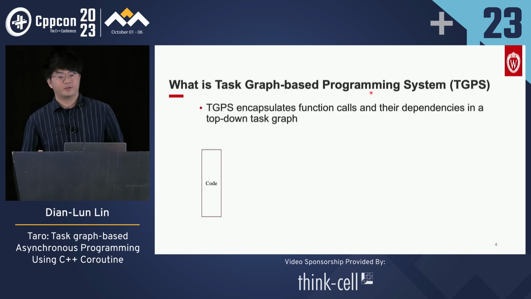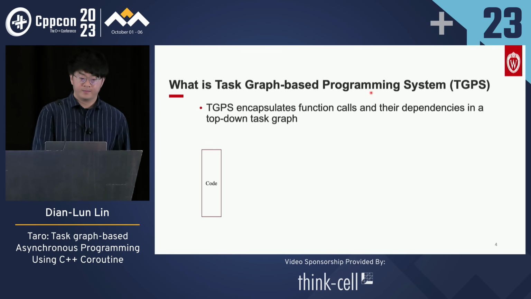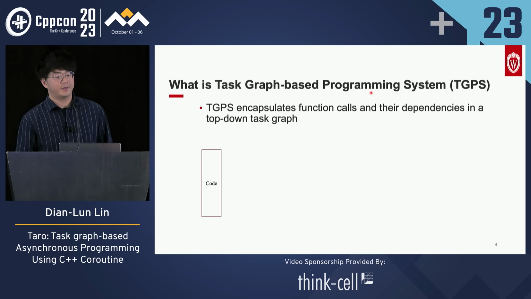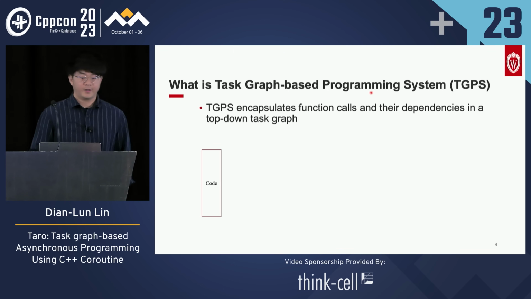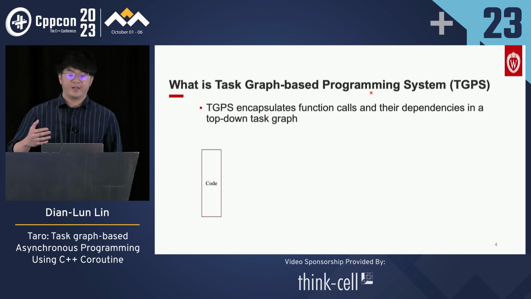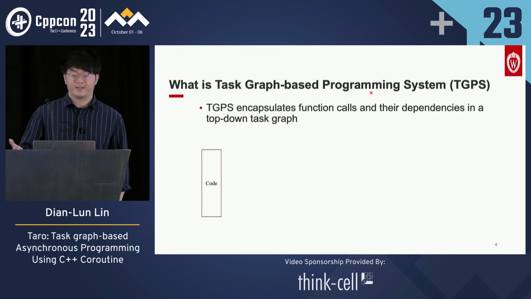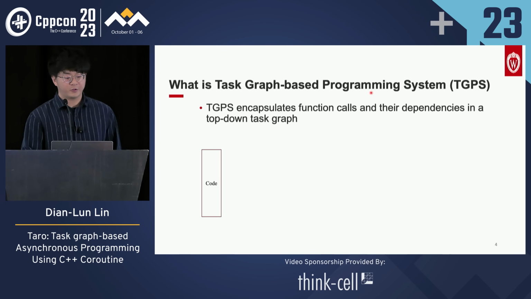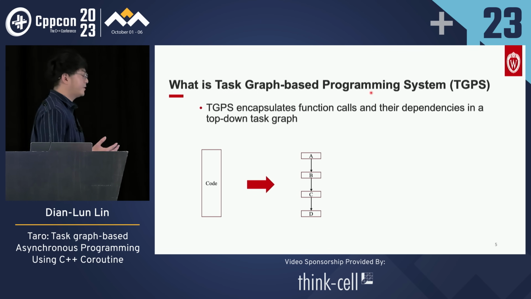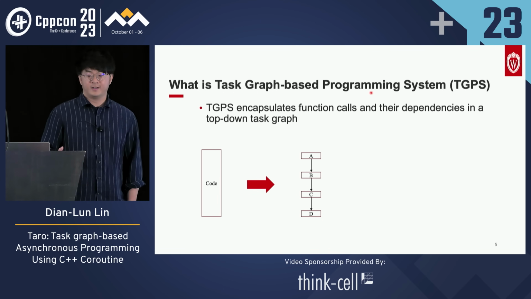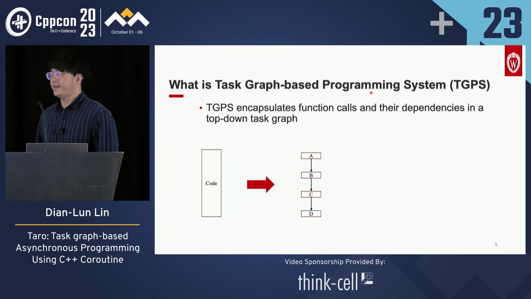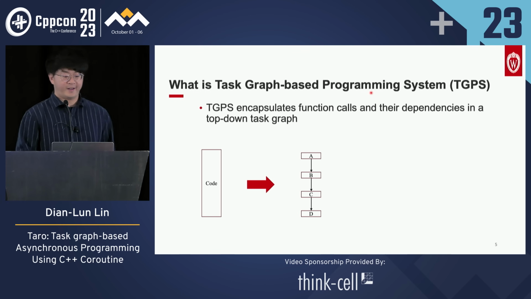Taro is a task graph-based programming system. So what is a task graph-based programming system, TGCS? Well, TGCS encapsulate function codes and their dependencies in a top-down task graph. Say you have a bunch of code, and in your code, you probably have some functions, tasks. For example, you have task A, B, C, and D.